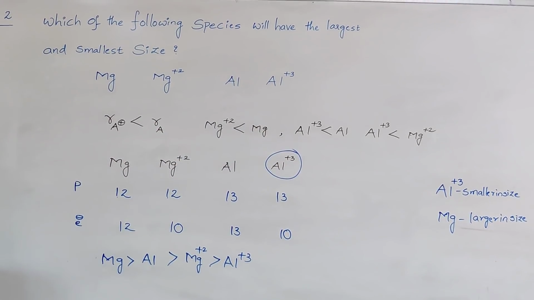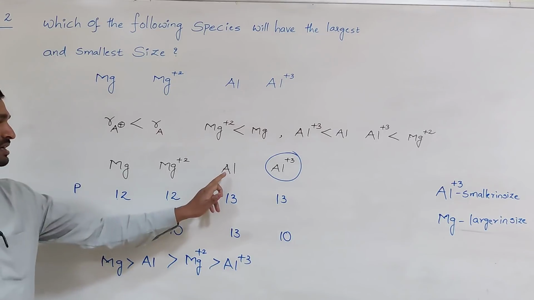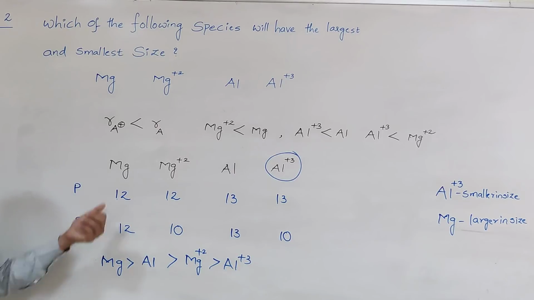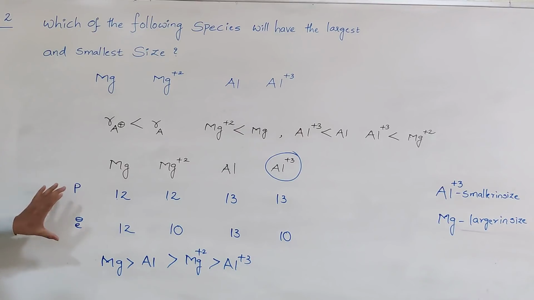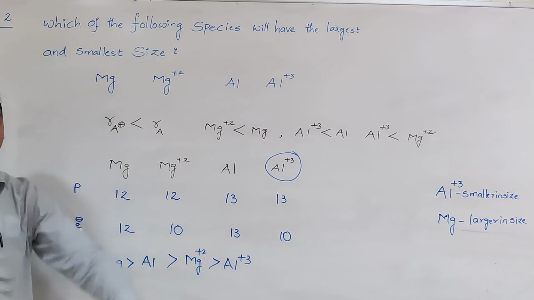But while comparing larger in size, some complexities exist. However, wherever the number of protons is less and the number of electrons is more, that is said to be larger in size. But here 12, 12, 13, 13 is there, and we need to consider that both belong to the same period. That's why from left to right atomic radii decreases, so magnesium is larger in size. Like that we can analyse. By writing clearly the number of protons and electrons, we can easily identify which is largest and smallest in size.